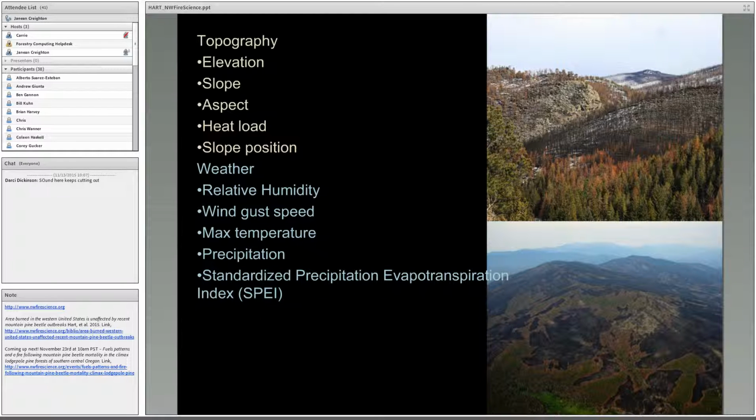In addition to topography data, I acquired data on weather. The weather variables I was looking at were relative humidity, wind gust speed, max temperature, precipitation, and a standardized precipitation evapotranspiration index, which is a measure of broad-scale drought.